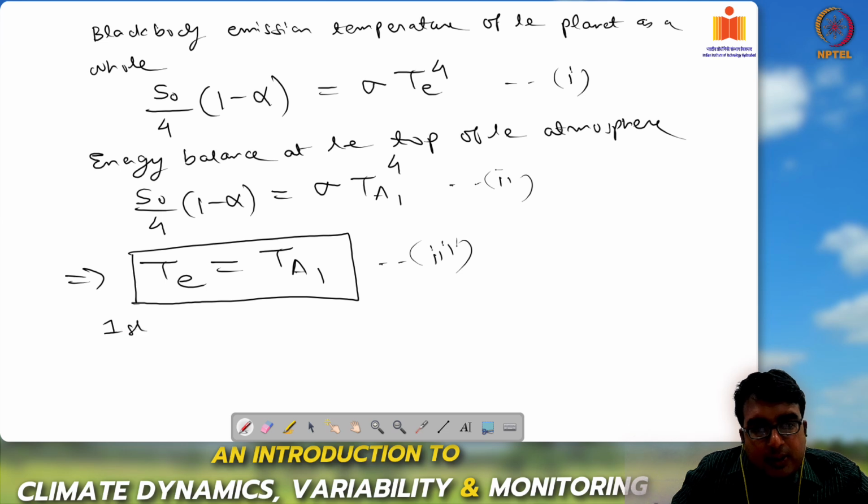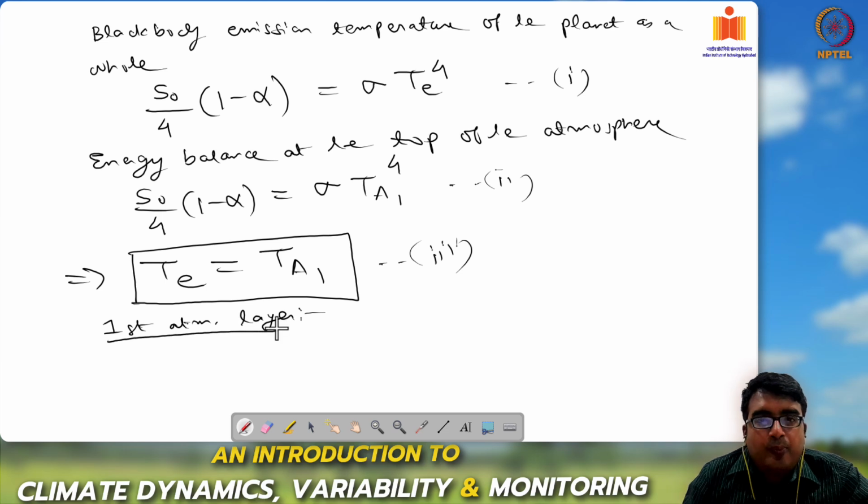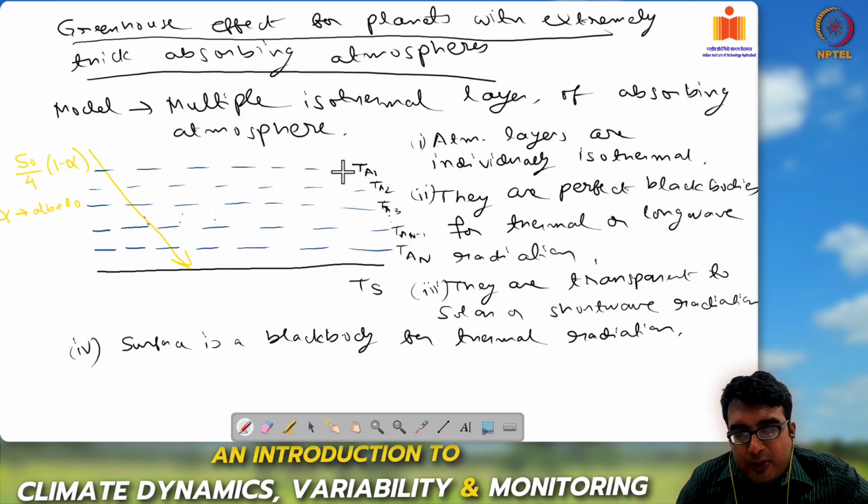So first, atmospheric layer. The first atmospheric layer is emitting both upwards and downwards at temperature Ta1 and receiving energy from the second atmospheric layer emitting upwards at temperature Ta2.